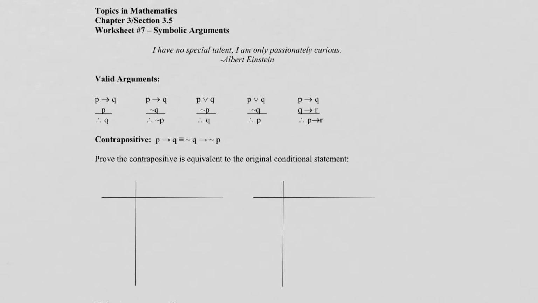Everything we've learned so far is going to build on top of each other to come to this point where we are validating arguments. In this section, we're going to do symbolic arguments. That's what the and, or, if and only if, if-then statements are. And then in the next section, 3.6, we're going to do syllogistic arguments with some, all, none, things like that.